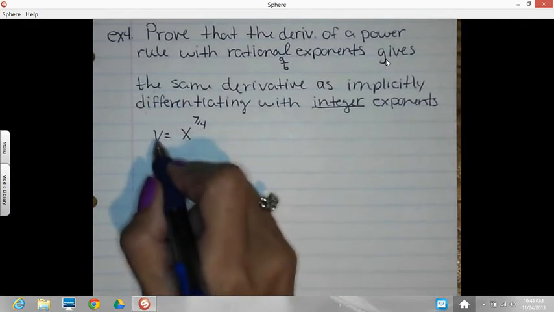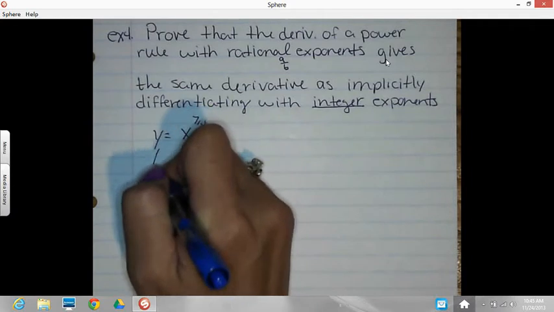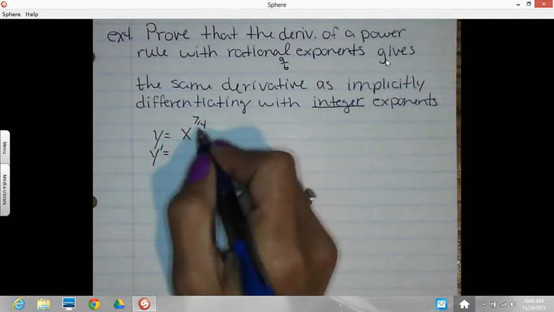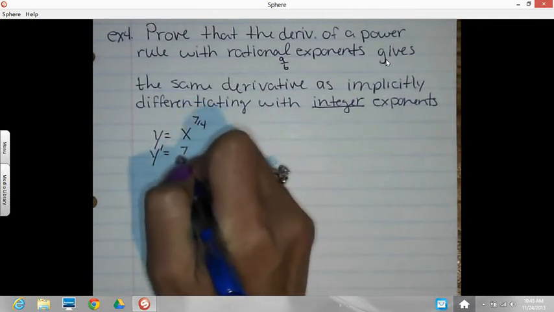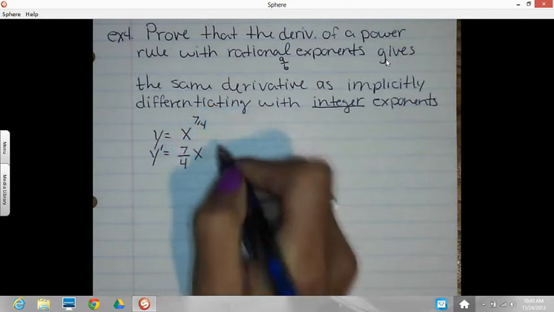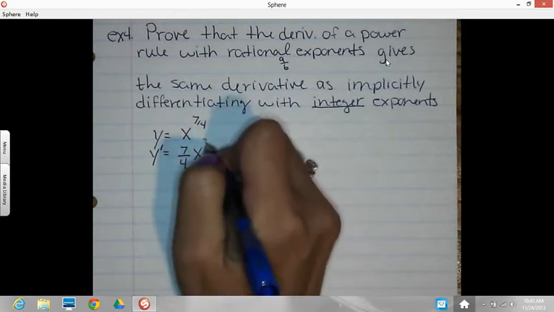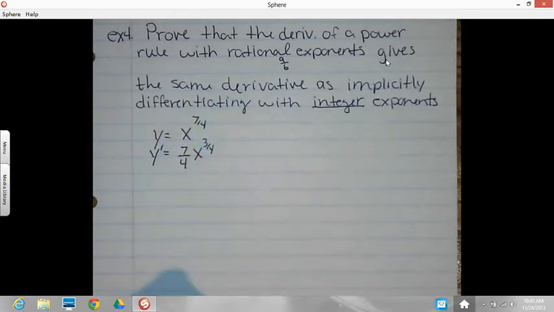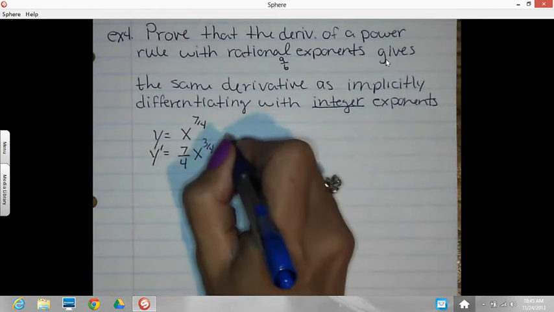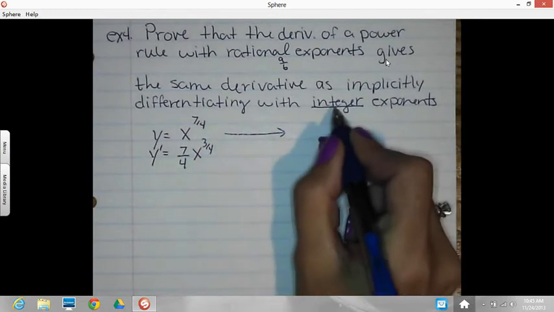So let's just go with our regular old start the derivative explicitly. So the derivative of y goes to y prime. And this is just a power rule. The 7/4 comes down times x to the 1 less power. If I subtract 4 over 4, I'm going to get 3/4. Okay, so what we need to do now is rewrite this equation with integer exponents.